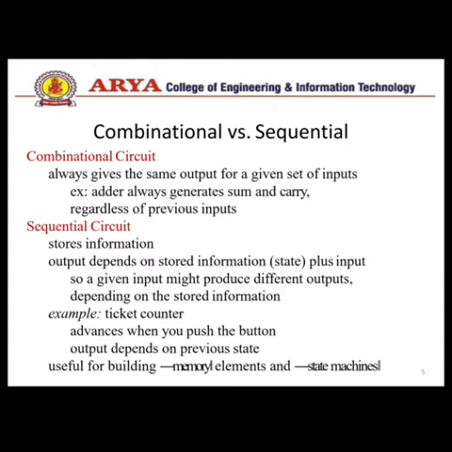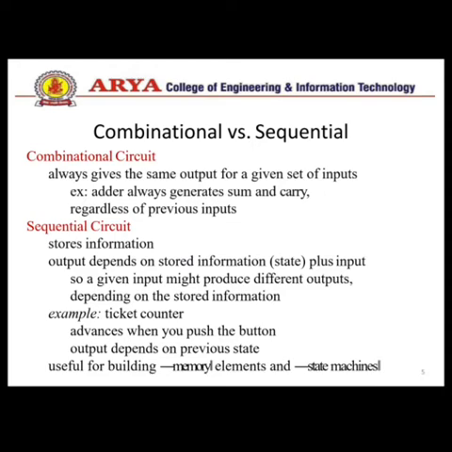Next we will discuss combinational versus sequential. We know that in a combinational circuit the output only depends on the input, and it always gives the same output for a given set of inputs. Like adders, they always generate sum and carry.